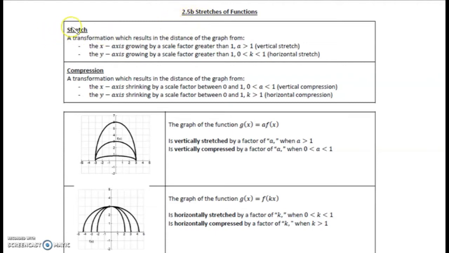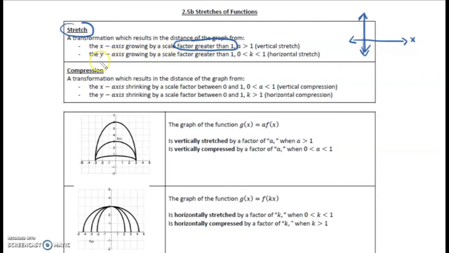2.5b stretches the functions. Okay, so what is a stretch? A stretch is a transformation which results in the distance of the graph from the x-axis growing by a scale factor of a, if a is greater than 1. So that is a vertical stretch. Basically, when we stretch vertically, we're stretching up and down. So we are getting further and further away from the x-axis, as long as we have a factor greater than 1.